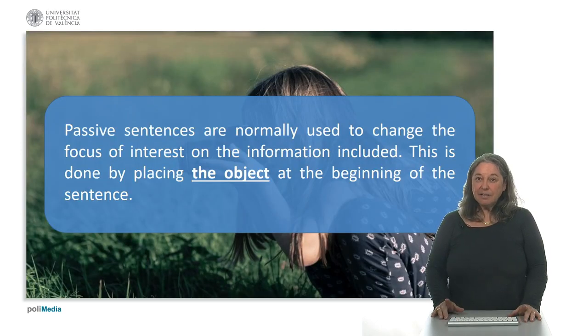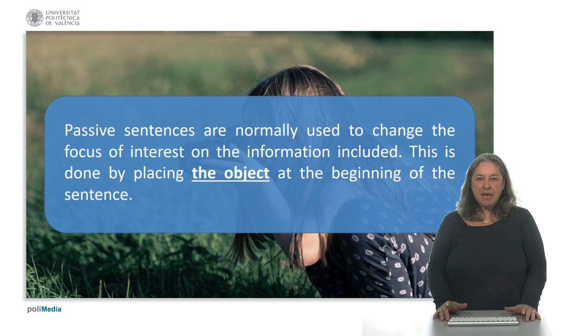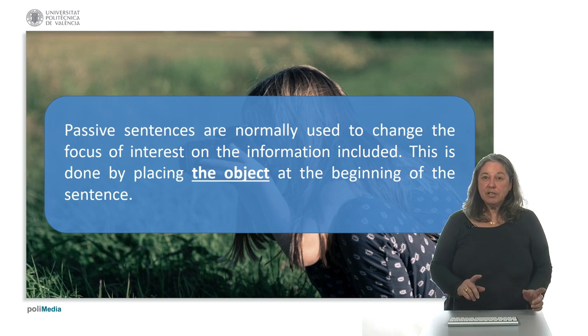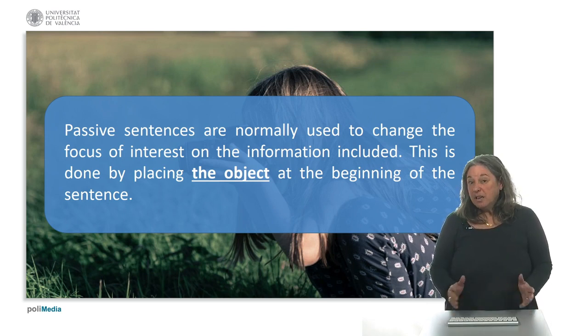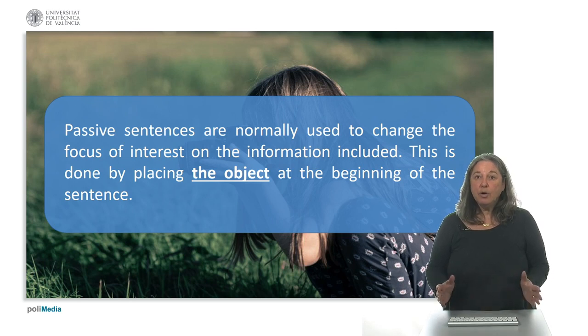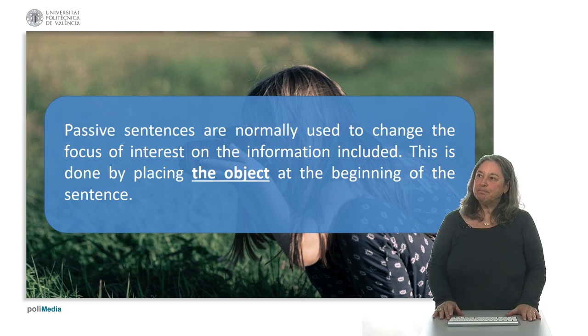In an active sentence, as you know, the subject is the person or thing that does the action. In a passive sentence, on the other hand, the subject of the verb is the person or thing affected by the action. The agent, that is, the person who does the action, can be unimportant, unknown, or very clear, depending on the type of sentence.